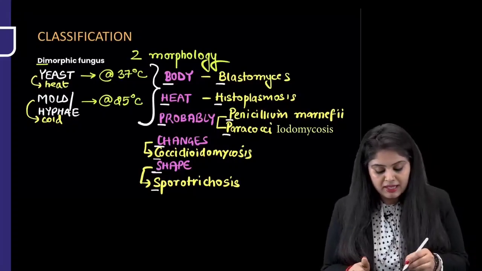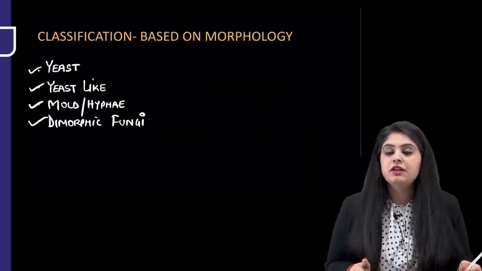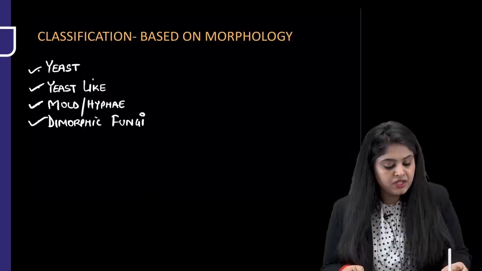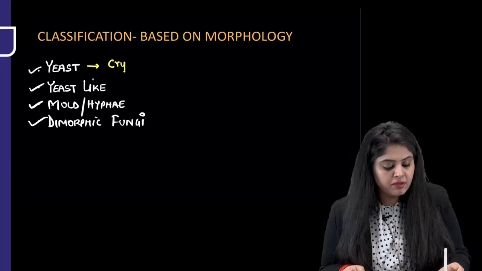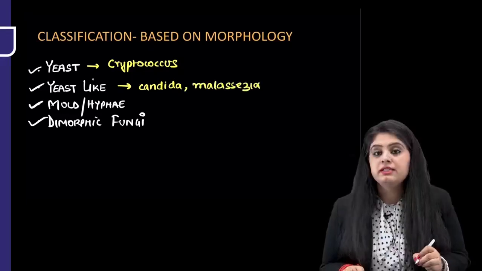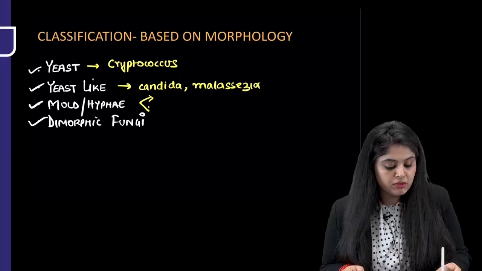Okay, coming all the way back, that finishes off the classification for us. We have yeast, then we have yeast-like, then we have mold, and then we have dimorphic. Want to do a very quick recap? Yeast is going to have the very famous Cryptococcus for all of us. Yeast-like is going to have the two very famous, that is Candida and Malassezia for us. Then we have mold, that is going to be the hyphae form, which can be of two types.